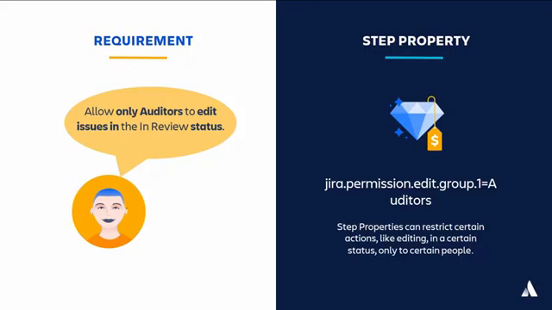In this case, we want to restrict so that only the members of the auditors group should edit issues in the in review status. The step property would be configured as jira.permission.edit.group.1 equals auditors.